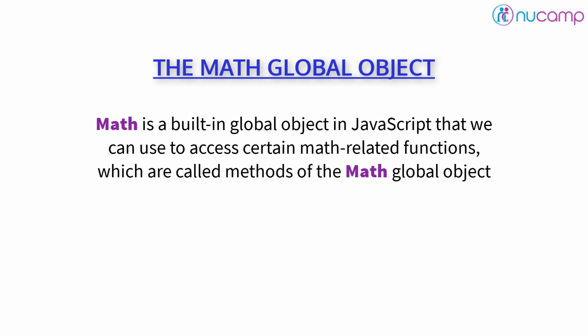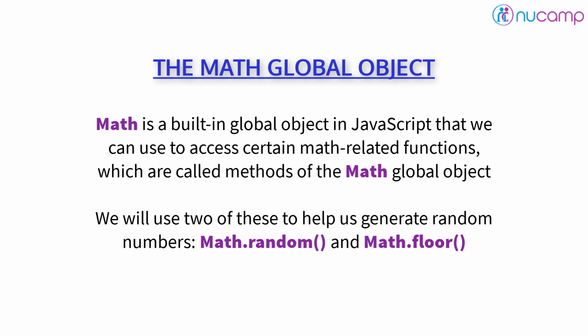All that you need to know for now is that you can use the Math object to access certain math-related functions, which are called methods of the Math global object. Note that the letter M in Math is always capitalized. We'll be using two Math methods to help us generate random numbers, Math.random and Math.floor.